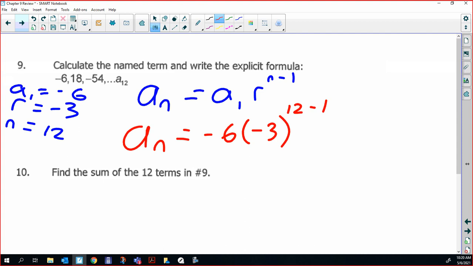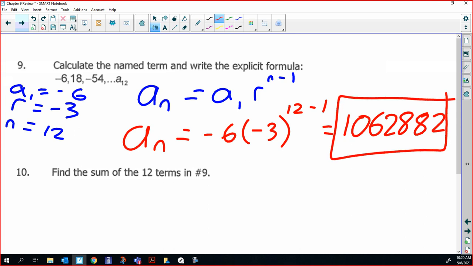So -3 to the 11th is calculator worthy. So it's going to be negative, big number times -6 is even bigger. Shocking. 1,062,882 when you multiply that out. A million. That's a good number. Imagine if you had that many. He buys so many bananas. No, you'd buy them at a farm.